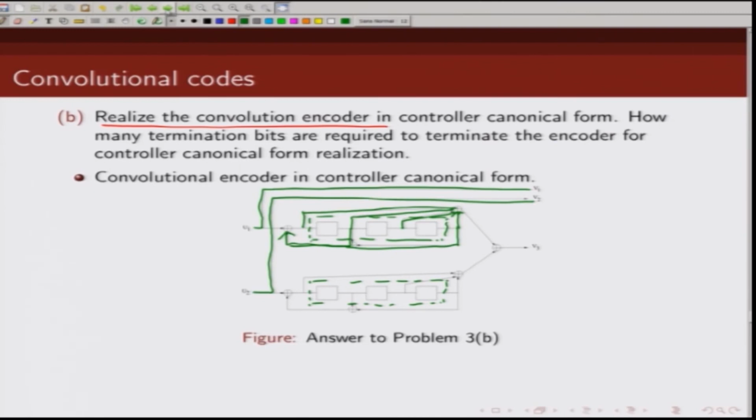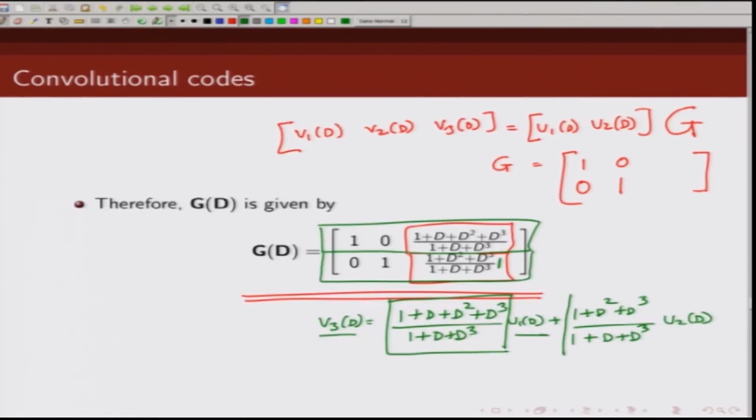So, this part is implemented. Next is this. Following the same procedure, we can find out the mapping between U2d and V3d.